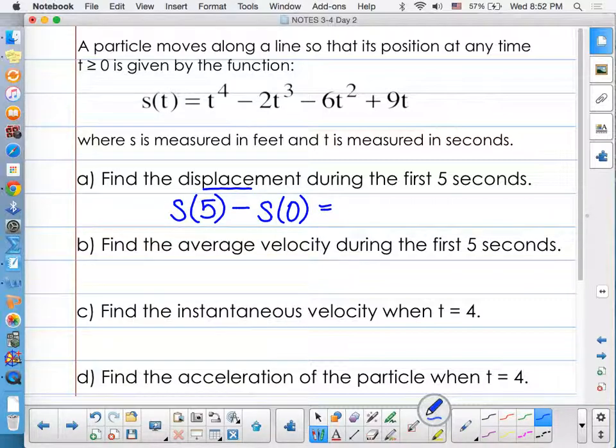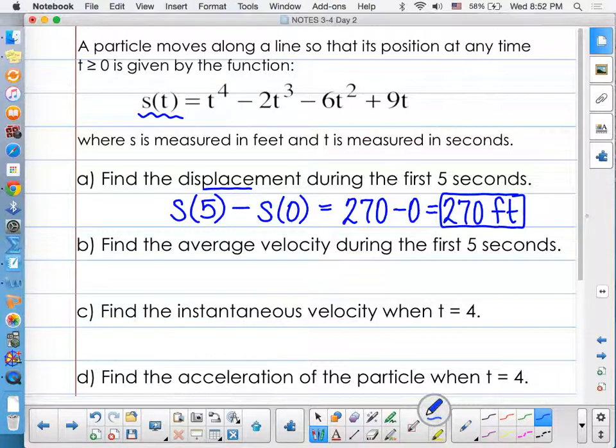So when we go to do this, you'll need to evaluate S of 5. Take a second and do that so that you're sure you see where this number is coming from. So S of 5 is 270, and I got that by just plugging it right into the S of t function. S of 0 comes out 0, so in the first 5 seconds, from 0 to 5 seconds, it changed position by 270 feet. It's not a rate, so it's not per second.